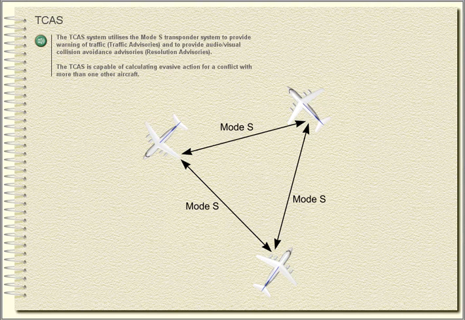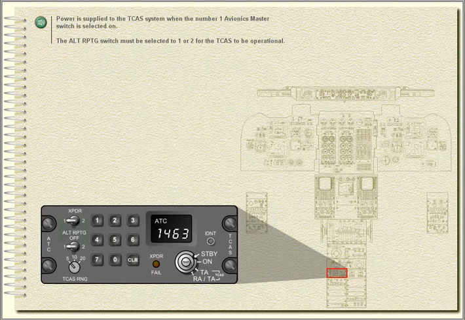TCAS. The TCAS system utilizes the Mode S transponder system to provide warning of traffic advisories, and to provide audio-visual collision avoidance advisories, resolution advisories. The TCAS is capable of calculating evasive action for a conflict with more than one other aircraft.